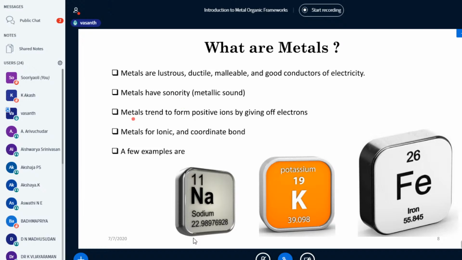Metal tends to form a positive ion by giving off electrons. The other one is that metals form ionic as well as covalent bonds. Here are a few examples of metals which we come across daily or which we take into our body daily. One is sodium, the other is potassium, and the other is iron. These are the very typical forms of metals which we take in our daily food and which are very essential for the normal functioning of a human body. A decrease or increase in the quantity of any of these three metals can have severe effects on us.